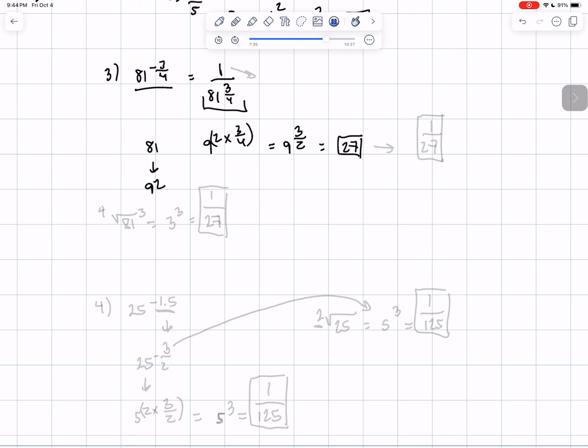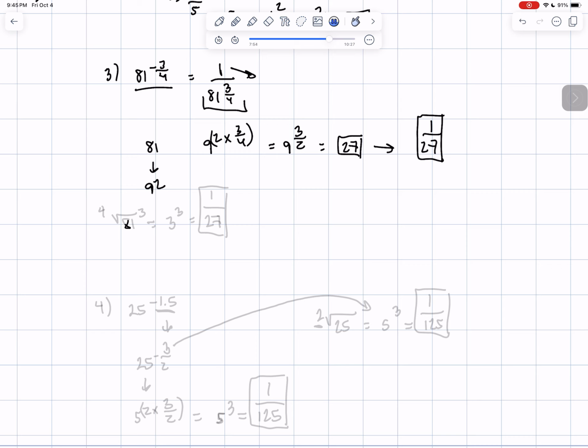Now, what if I use my calculator? Okay, so my calculator, but am I done here? Hold on, am I done? No, I'm not, because I have to incorporate it back into the 1. So I have to write it as 1 over 27, so I'm not done. I got excited. So now let's see our calculator.